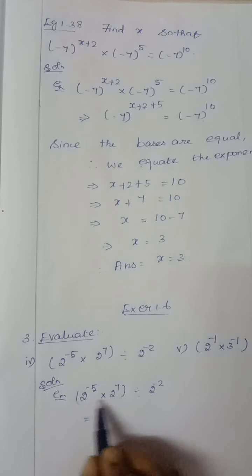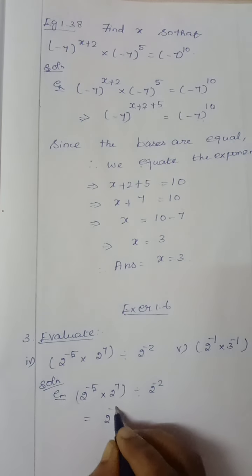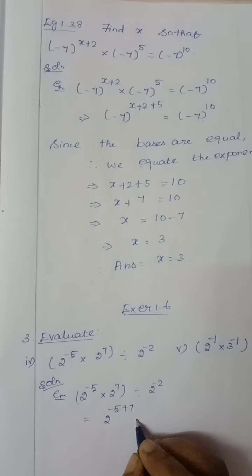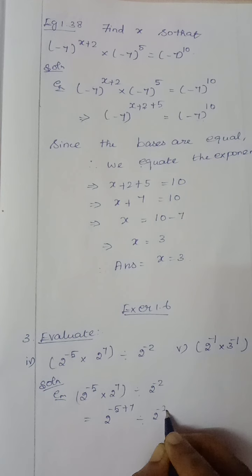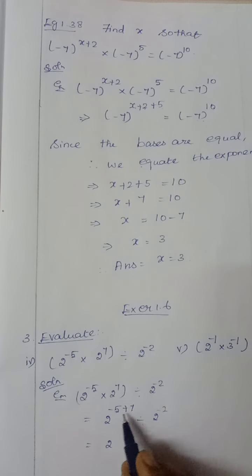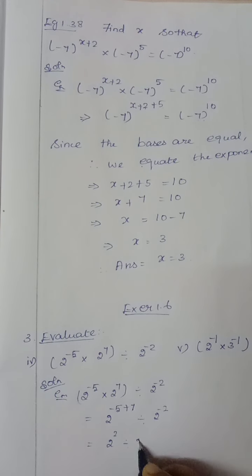So we can write the product law. 2 power minus 5 plus 7, we can add the power, divided by 2 power minus 2. So which is equal to 2 power minus 5 plus 2. We can subtract 7 minus 5, 2, divided by 2 power minus 2.